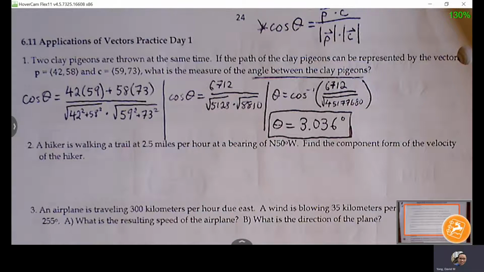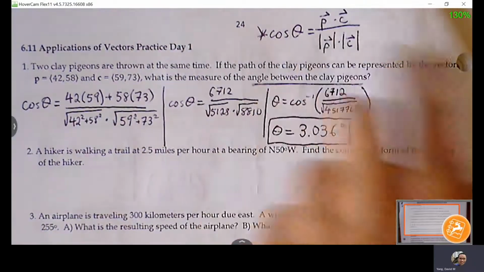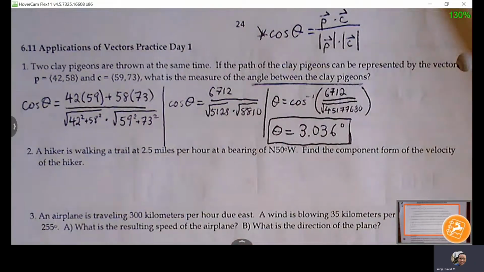Okay, taking a look at number 1. Any questions here? All right, we're just taking our 2 vectors and putting them into the vector between angles formula.